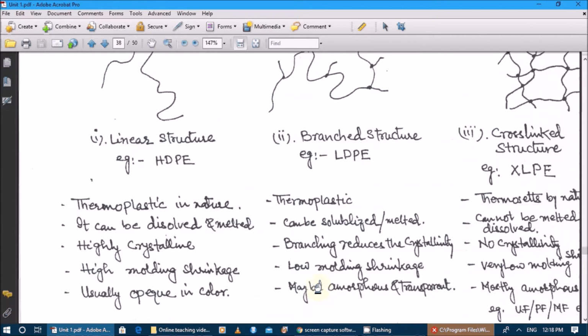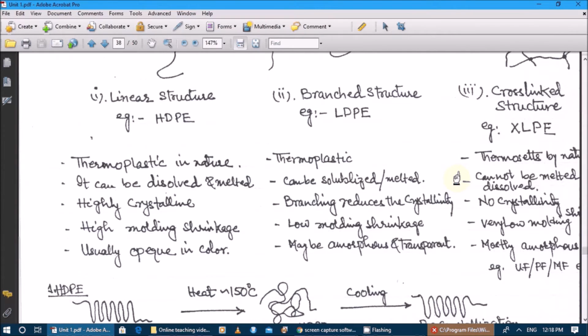Another point, they will exhibit low molding shrinkage because of short branches attached to the chain, so these chains will not allow the molecules to fit into a very compact space, so shrinkage is less. And they may be amorphous or transparent. So you must have seen polyethylene carry bags, they are a little bit transparent, although not very highly transparent, but some transparency is there.